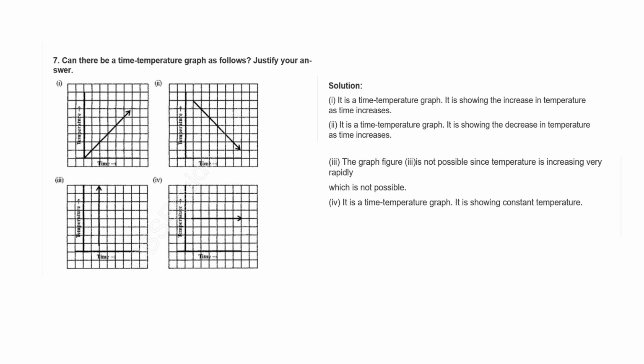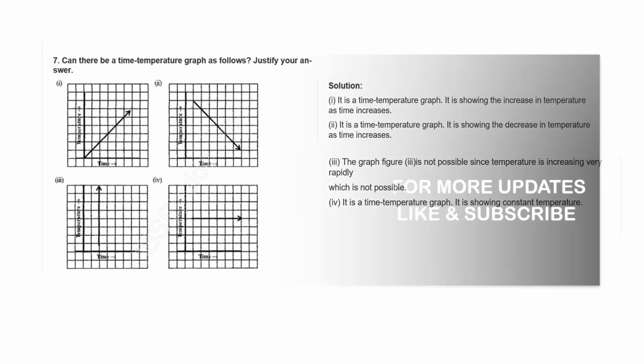Just see the first one. Temperature is increasing with respect to time. Yes, it is possible. Second, temperature is decreasing with respect to time. Yes, it is possible. Third, temperature is increasing in the same time. No, it is not possible. At a constant time, in the same time, temperature can't increase. Yes, fourth, temperature is constant and the time is increasing. Yes, it is possible.